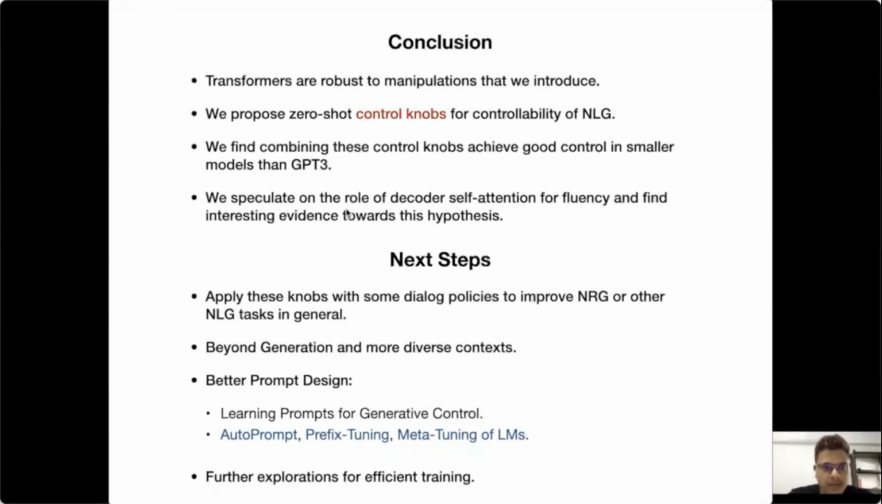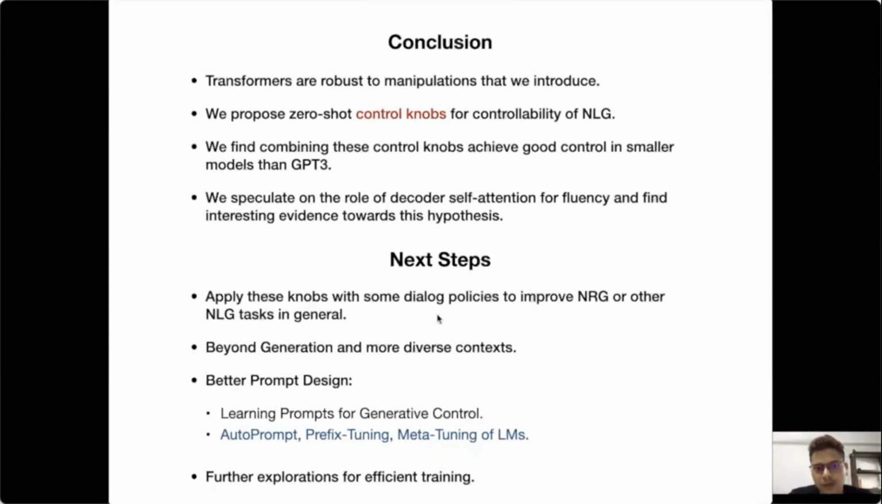And we also speculate that the role of the decoder, the self-attention decoder, is towards maintaining fluency, and find interesting evidence towards this hypothesis.